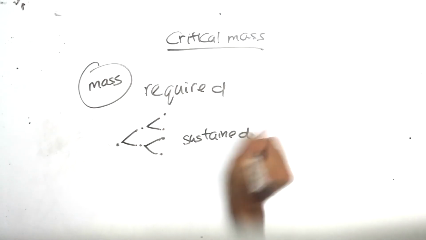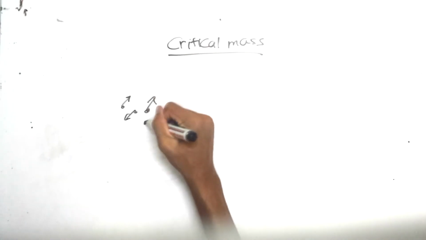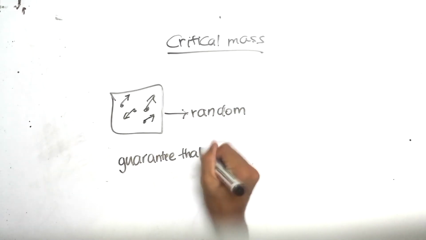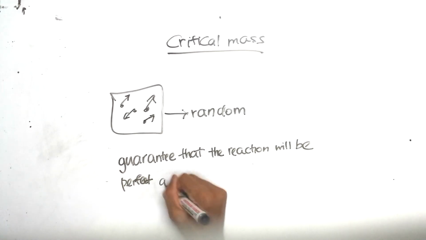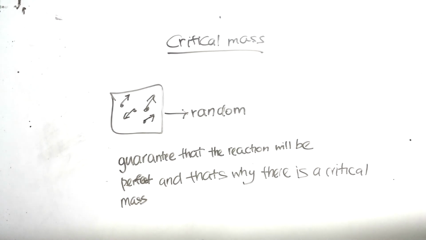However, there is a minimum mass for these chain reactions to be sustained because all the atoms are in random motion, and there is no guarantee that one atom will hit the next atom and the next atom will hit the next atom, causing a chain reaction. And that's why we need a critical mass so that there are enough atoms to continue the chain reaction.